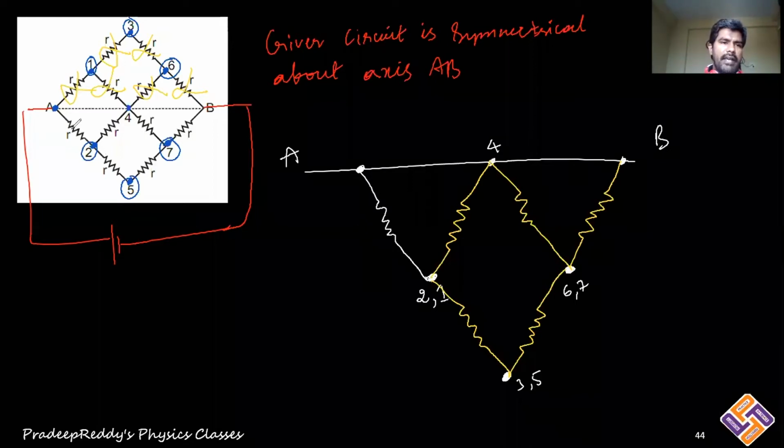In the bottom one, we have one resistor between A and 2. I have drawn it. Next, between 2 and 5, there is one resistor. You have redrawn that. Next, between 5 and 7, you have one resistor. That is completed. Between 7 and B, there is one resistor. That is completed.